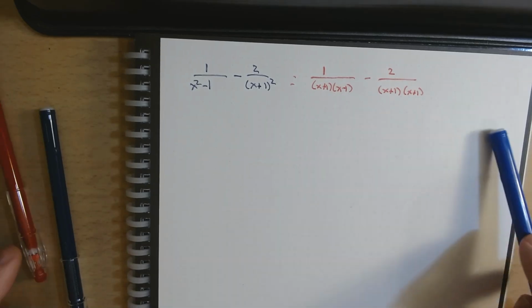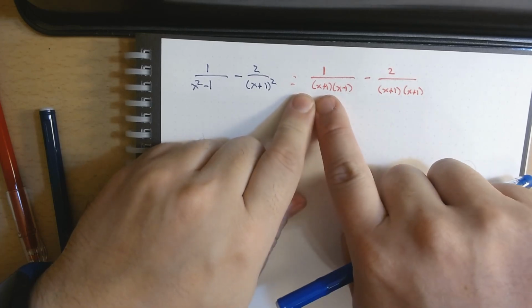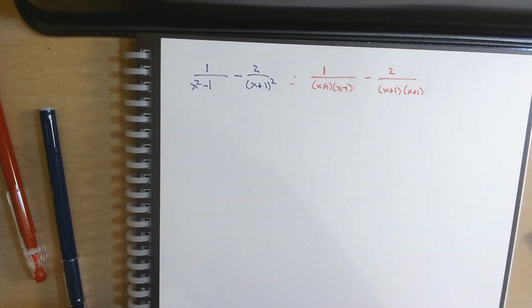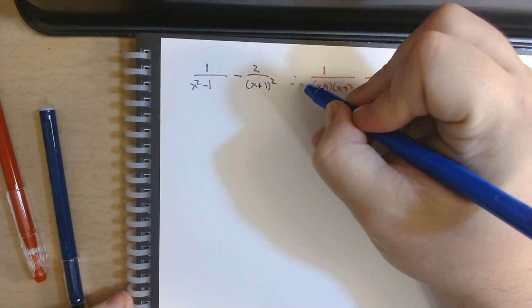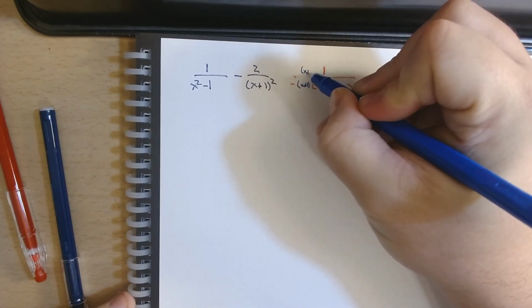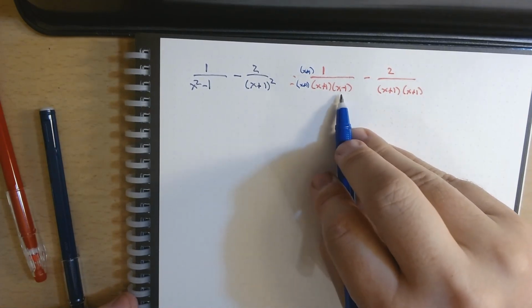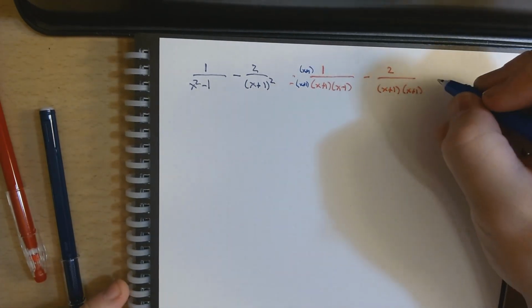So, we need these to be the same. This has 2 x plus 1s. This one only has 1 x plus 1. So, this one needs an extra x plus 1. This has now 2 x plus 1s and x minus 1. This one is missing that x minus 1.